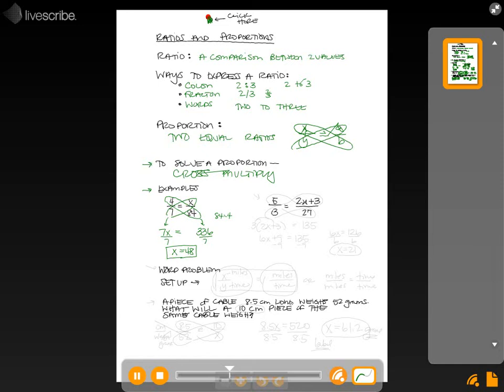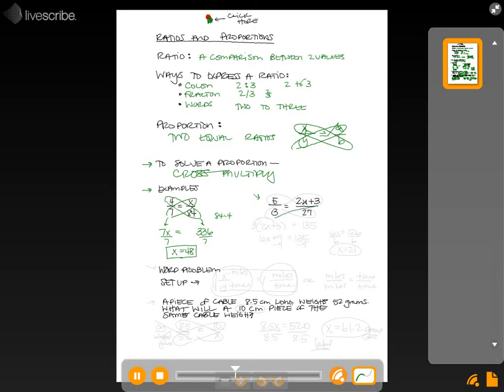Now, the second example here is a little different, because in our second ratio, in our second fraction, we don't just have a variable, we have an expression. We have 2x plus 3. So we solve it a little differently. There's going to be one extra step in the problem, one extra step of work. Not anything that difficult, but just one extra step of work that you're going to need to show.